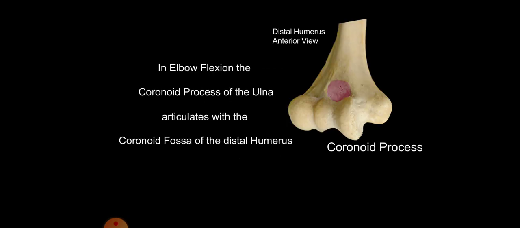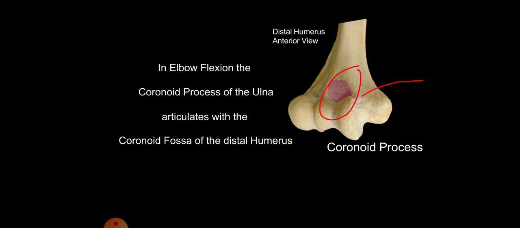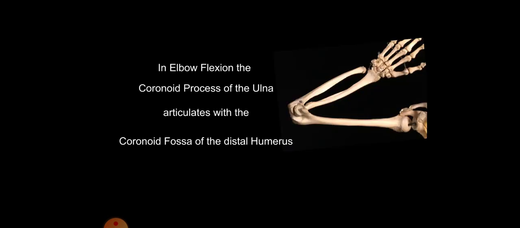This coronoid process articulates with the coronoid fossa at the lower end of humerus on its anterior surface. So this coronoid fossa lies on the anterior surface of lower end of humerus, just above the trochlea. So this coronoid process of ulna articulates with the coronoid fossa of the humerus during formation of elbow joint, that is especially during the flexion of the elbow joint.